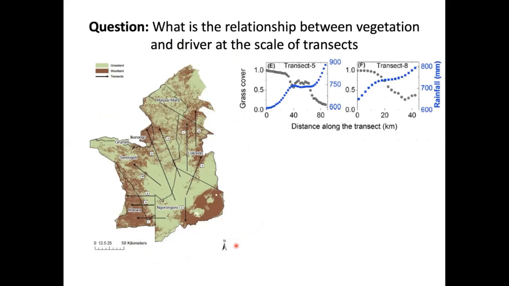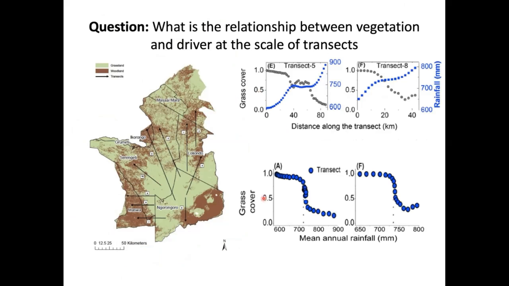Okay, so what we do is find the relationship between vegetation and the rainfall in this entire landscape. We find that the grass cover shows a nonlinear relationship with the mean annual rainfall, which is expected from many savanna forest ecosystems. Carla has spoken about this, Simon has mentioned this. So the data here again supports the same hypothesis. We find that the grass cover shows this highly nonlinear transition as a function of mean annual rainfall.